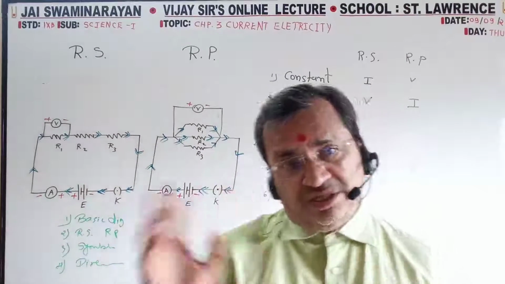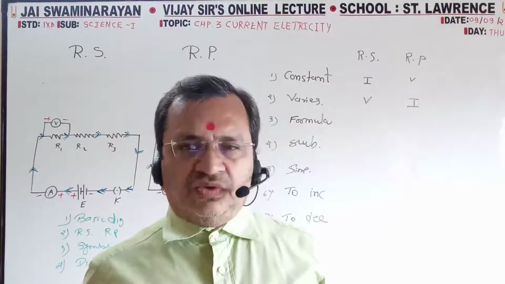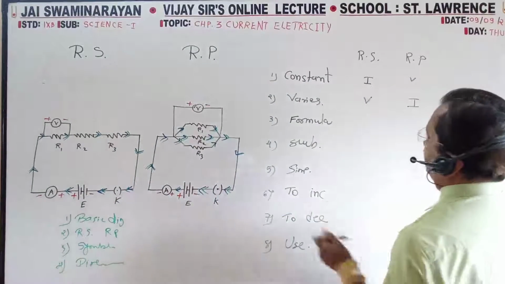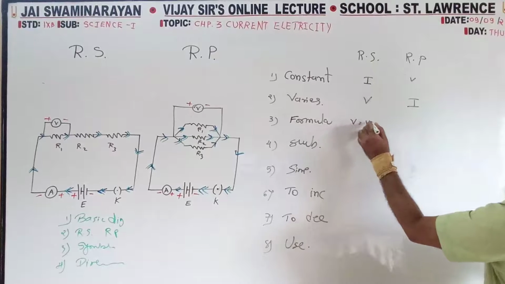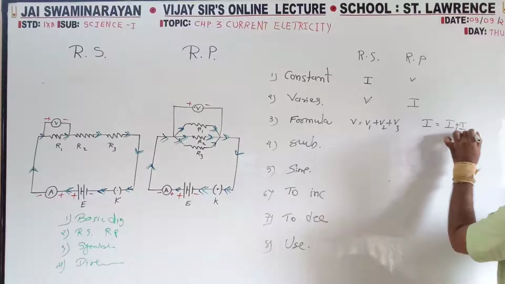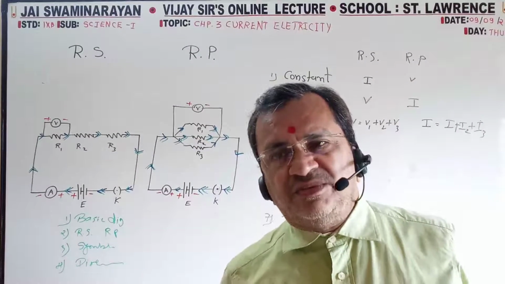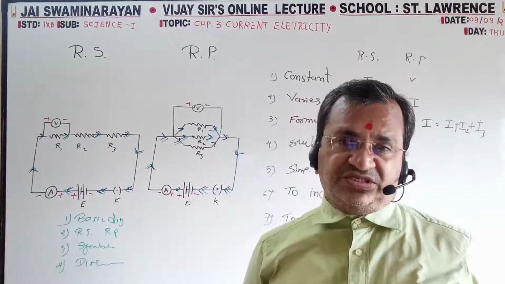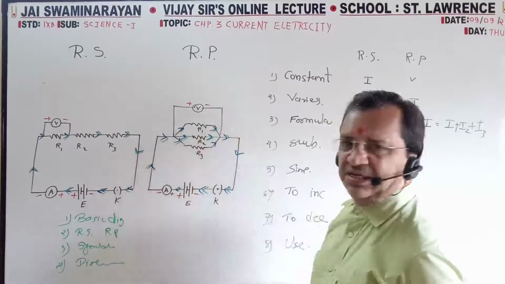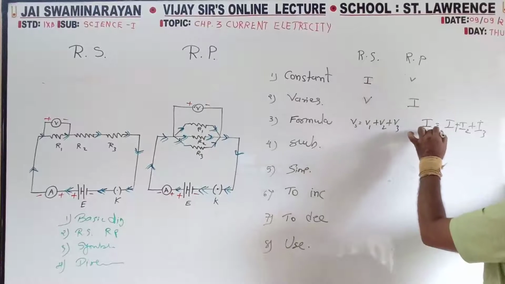So first you have to recognize which is constant and which will change, from I and V. For what is constant we cannot write the formula, but for what will change I can write the formula. If V will change, then V is equal to V1, V2, V3. I is equal to I1, I2, I3. This is for S, so we will write Vs. This is for P, parallel, so I will write IP.